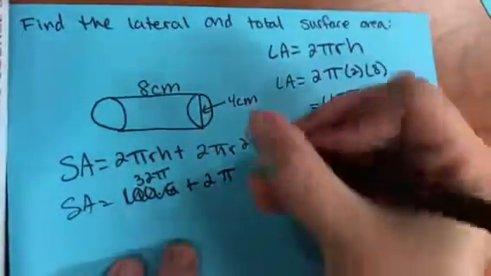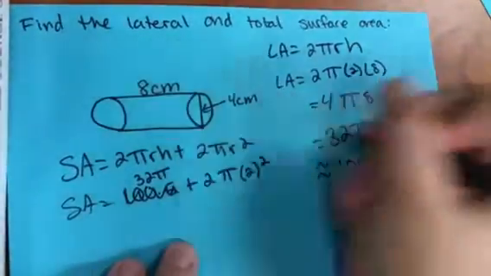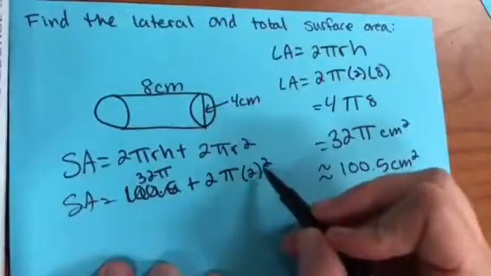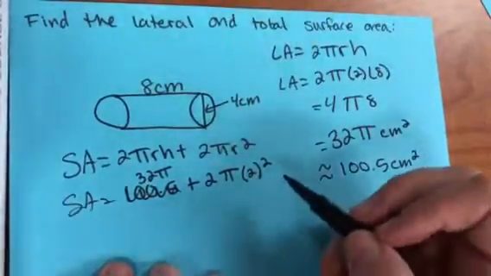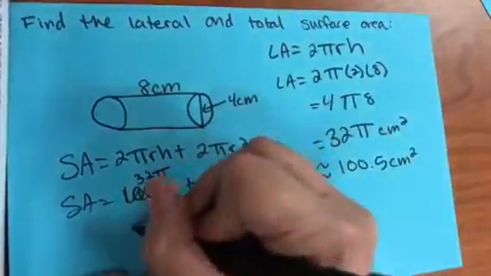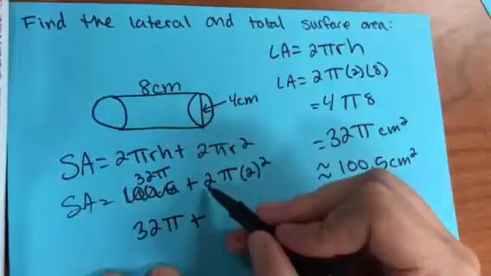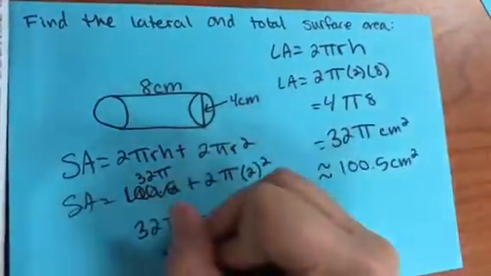Our radius was 2, because half of 4 is 2. 2 times 2 is 4, and the reason I say 2 times 2 is because of this 2. So we've got 32 pi plus 4 times 2, which is 8 pi. So it's 40 pi.